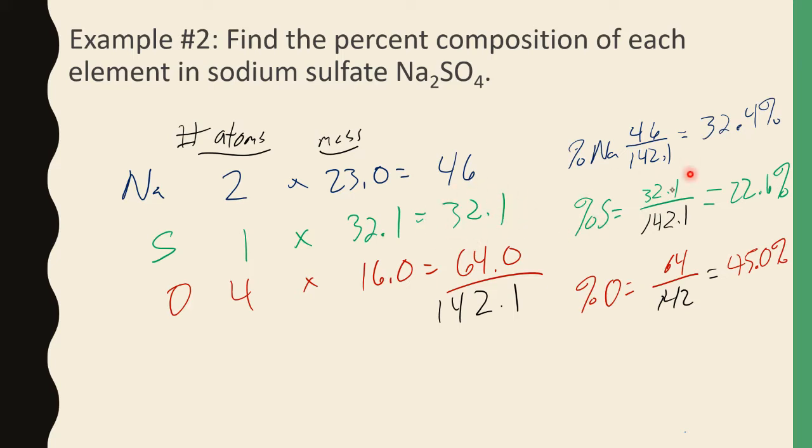Sulfur would be the amount sulfur contributed divided by the total, 142. So that's 0.226 or 22.6%. And the percent oxygen is 64 divided by 142, so 0.45 or 45%. And again, if you add all those up, you would get 100%. That's like a trick question they like to throw in there, like if the rest is sodium. Oh, we'll see that later anyway.